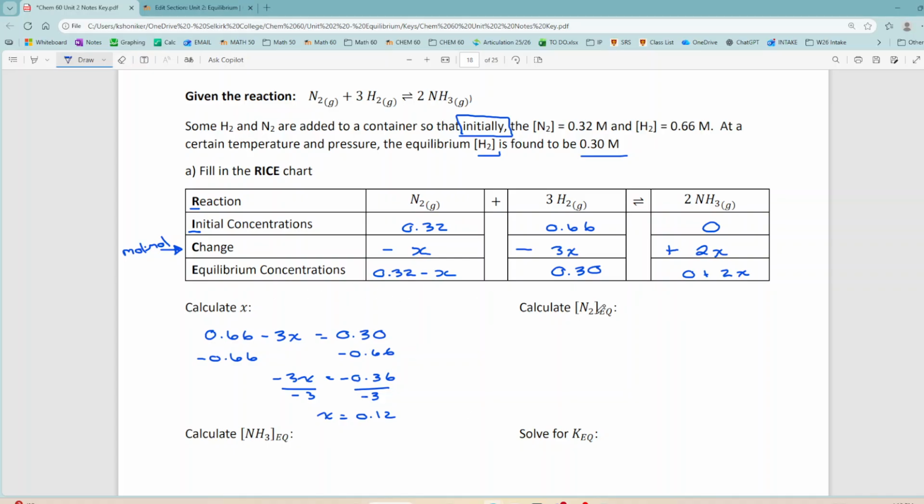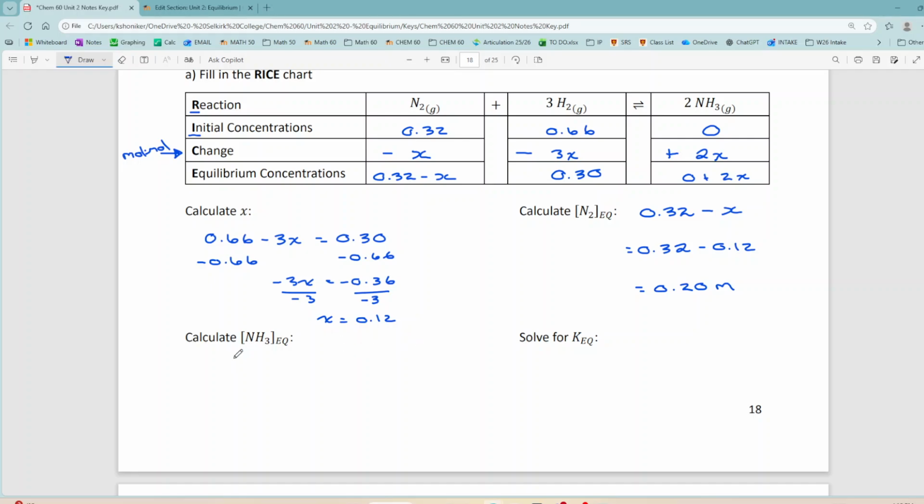So if I wanted to calculate the concentration of nitrogen at equilibrium, it's going to be that initial amount of 0.32 moles per liter minus 1 molar change, which is 0.32 minus that 0.12, which tells me my concentration of nitrogen at equilibrium is 0.20 moles per liter, or molar. To calculate the concentration of ammonia at equilibrium, it's going to be 0 plus 2x, or just 2x, which is 2 times that 1 molar change, and it's going to be 0.24 moles per liter, or molar.